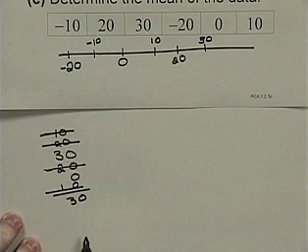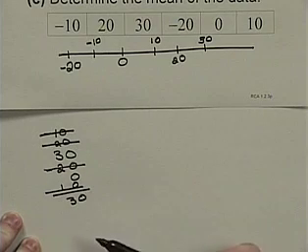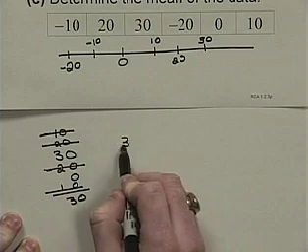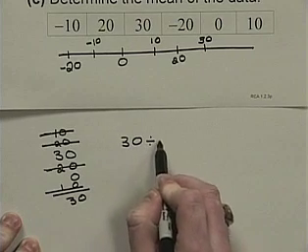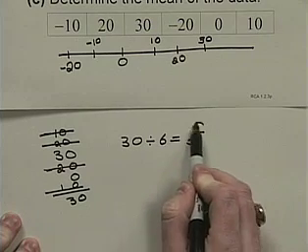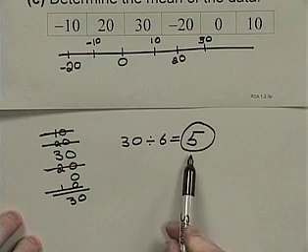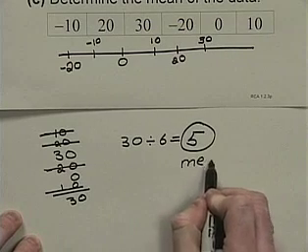Now, how many numbers did we have to begin with? 1, 2, 3, 4, 5, 6. So we take our sum of 30 and divide by 6. That gives us 5. So the mean of this data is 5. This is the mean.